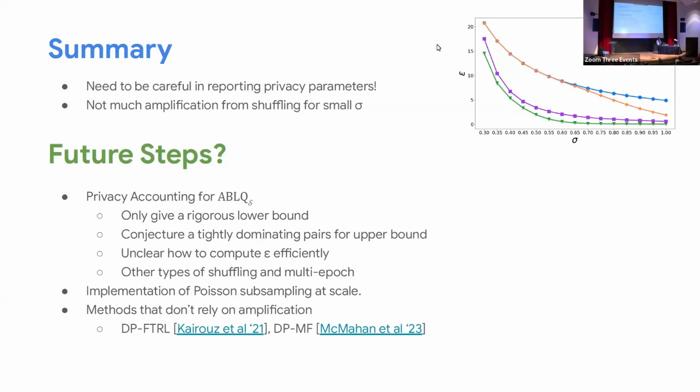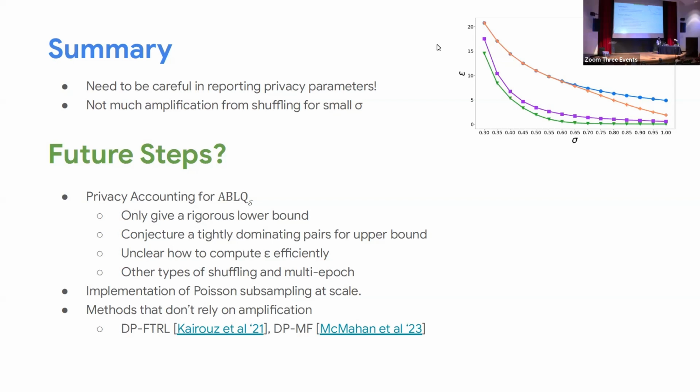Yeah, so I will do a brief summary of what we have. So I will talk about the future steps. In this work, we mainly give just a lower bound. So an obvious next step is to find the upper bound for the shuffling privacy accounting. And it's also unclear how to efficiently compute the epsilon parameters for shuffling exactly.